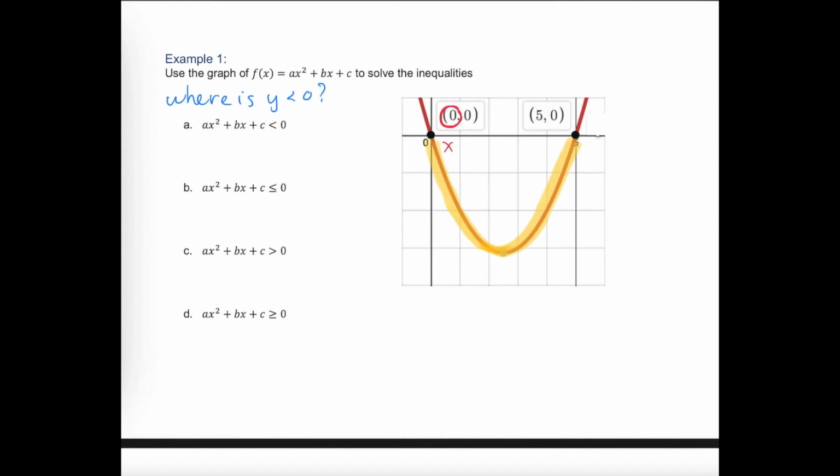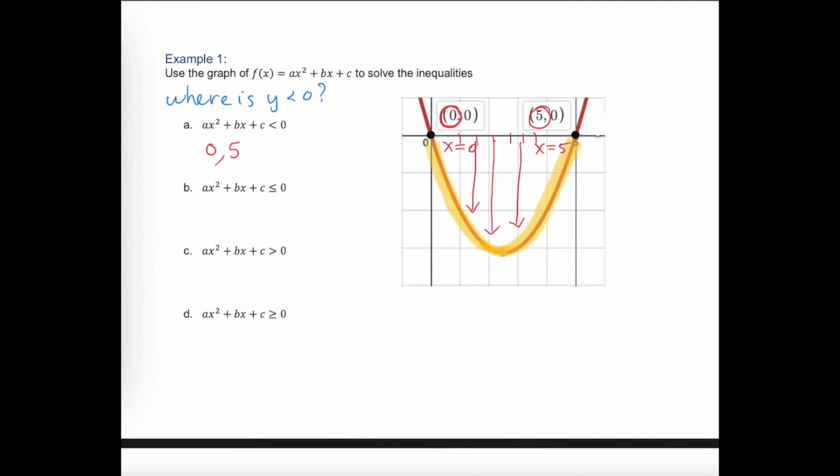So we would say x is equal to 0 is where this interval begins, and at x is equal to 5 is where this interval ends. And at any of these x values from 0 to 5, they're all going to have negative y values in their ordered pairs. So where are the y values of the ordered pairs less than 0? We'll say they start from 0 at x is equal to 0, and then it goes to x is equal to 5.